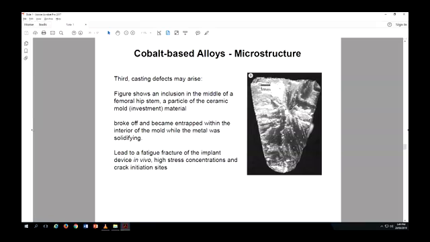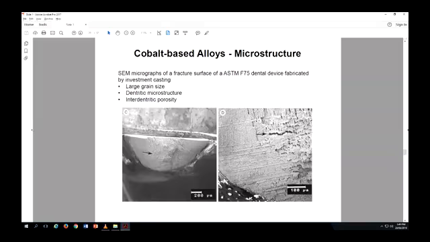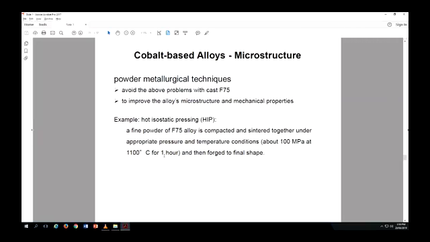So what happens is that you need to do extra work on it, either cold work or forging or annealing. So heat treatment is very important for this one. This is another one. You see that there's a lot of porous structure in here. To get over that, there are other ways instead of casting.